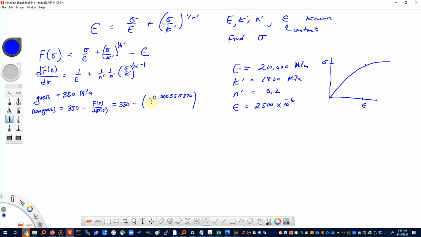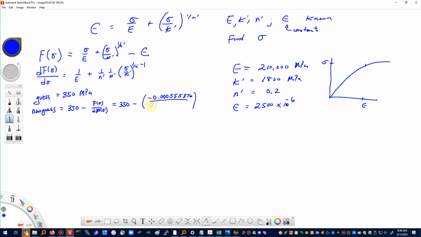Okay, now I need to calculate my dF. So I just have 1 over the modulus of elasticity. I'm going to take the term in the brackets first. 350 megapascals divided by 1800. Now it's to the fourth power. I'm going to divide it by 0.2, and I'm going to divide it by 1800. And then I'm going to add those two terms together.